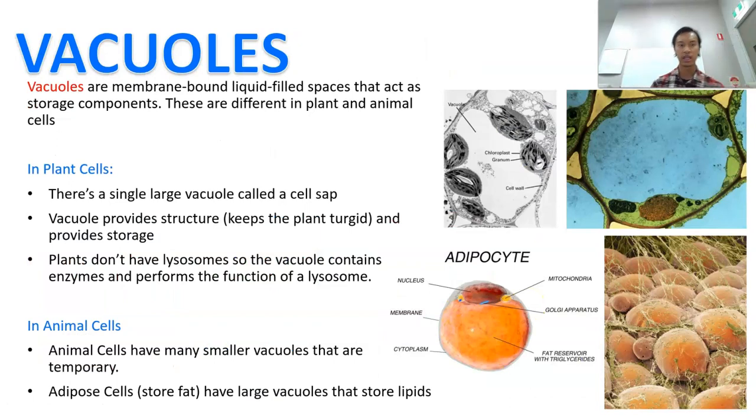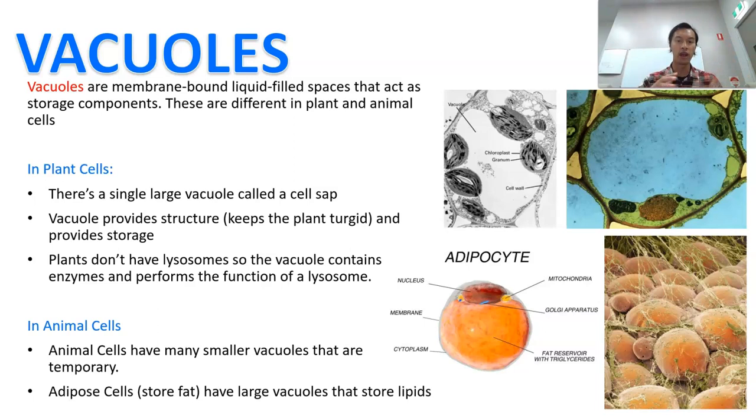Vacuoles. So the second last organelle for the day, the vacuoles are membrane-bound liquid-filled spaces that act as storage components, right? These are different in plants and different in animal cells as well. In plants, the vacuole is a single large one, which is what we call a cell sap, right? So here's a plant, and that's your cell sap. It's huge, and when it fills up with water, it makes this plant very turgid and firm.